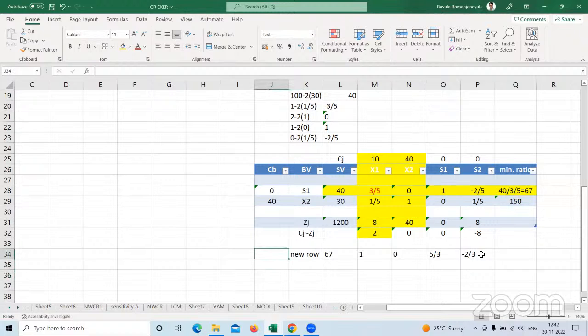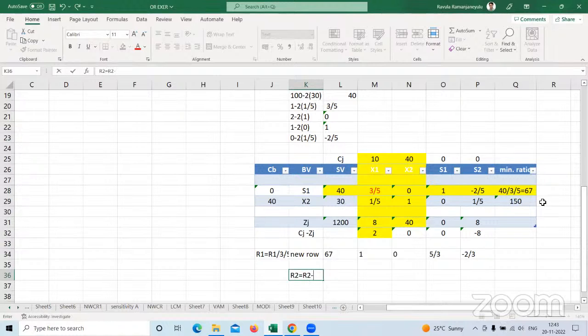Which row is it actually? Row 1. The new row 1 equals old row 1 divided by 3 by 5. We are getting all these values, right? Whereas the other row now becomes row 2. Row 2 equals old values of row 2 minus the key column element of row 2, which is 1 by 5, into the new row values.